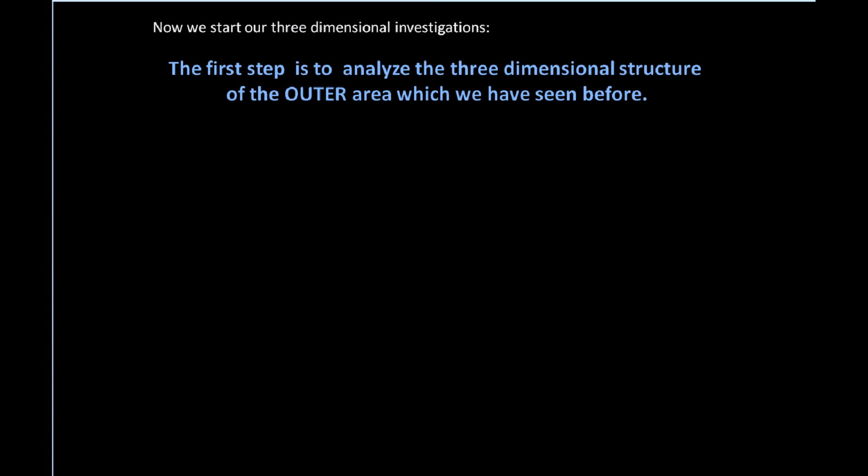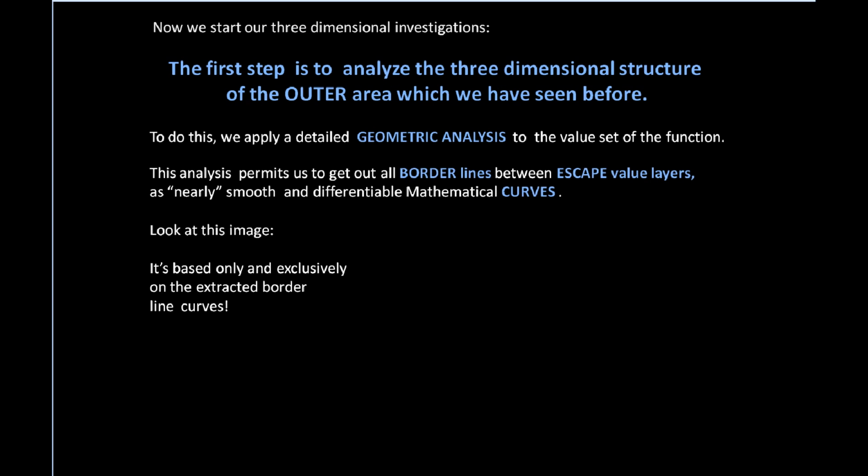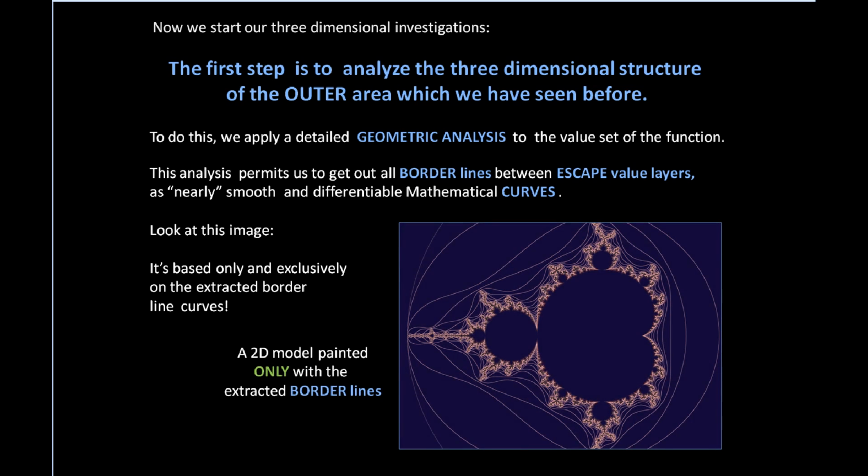Now we start our three-dimensional investigations. The first step is to analyze the three-dimensional structure of the outer area which we have seen before. To do this, we apply a detailed geometric analysis to the value set of the function. This analysis permits us to extract all border lines between escape value layers as nearly smooth and differentiable mathematical curves. Look at this image. It is based only and exclusively on the extracted borderline curves.